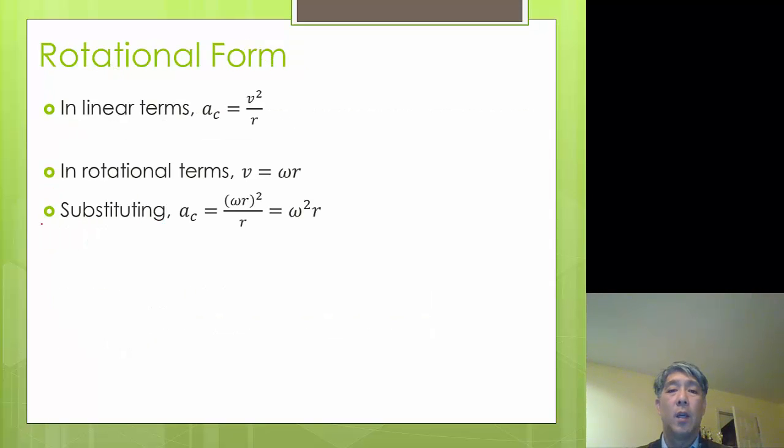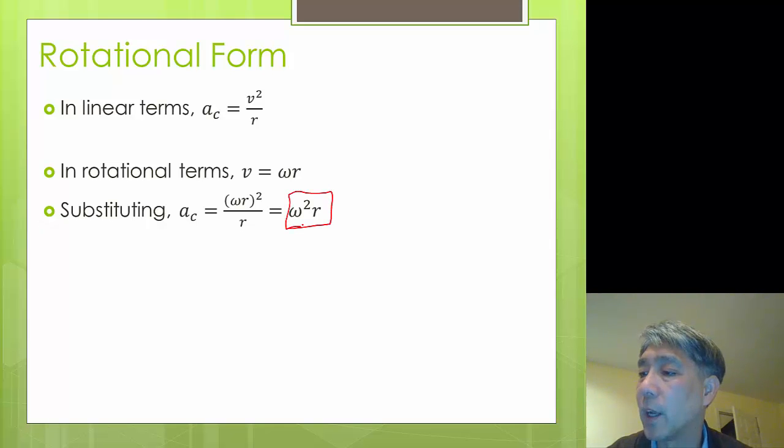In linear terms, centripetal acceleration is equal to v squared over r. We've already covered that. In rotational terms, we're going to make a substitution that says v is equal to omega r. And making that substitution, we end up with the other format that we've seen, that centripetal acceleration is also going to equal omega squared r.